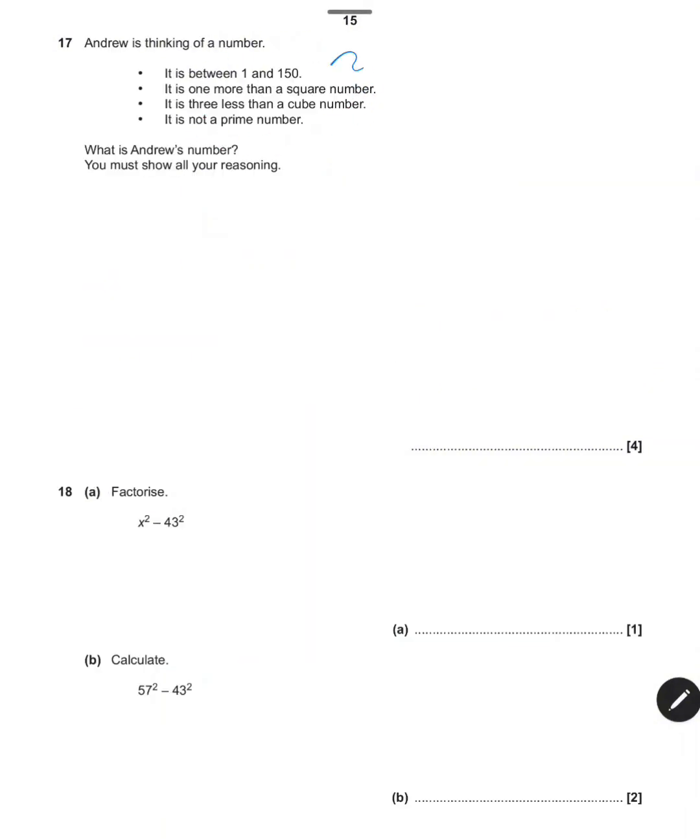Question 17 is quite a lot of information, but it's all types of number work. We're looking for a number between 1 and 150. It's one more than a square number. So I'm going to start with my square numbers. The square numbers come from 1 times 1 is 1. 2 times 2 is 4. 3 times 3 is 9. I'm just going to continue that pattern. And I'm going to stop at 12 times 12 because I know 13 times 13 would be bigger than 150.